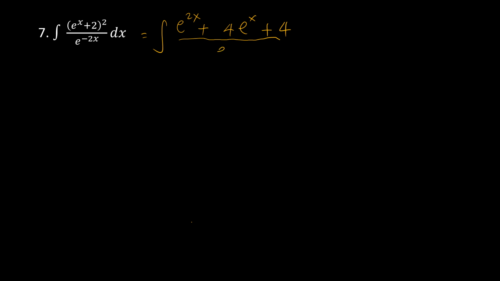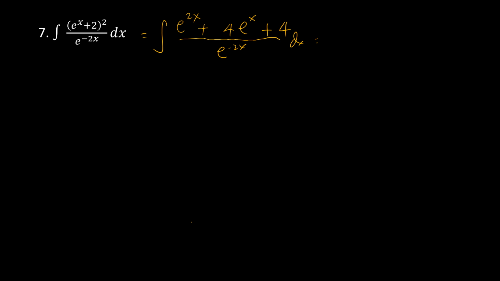So we take on some more examples. The integral of e raised to x plus 2 quantity squared over e to the minus 2x. Well, we expand the numerator to e raised to 2x plus twice the product. That will be 2 times e to the x times 2, or 4e to the x plus 2 squared. That will be 4 divided by e to the negative 2x dx. So each of these is divided by e to the minus 2x.